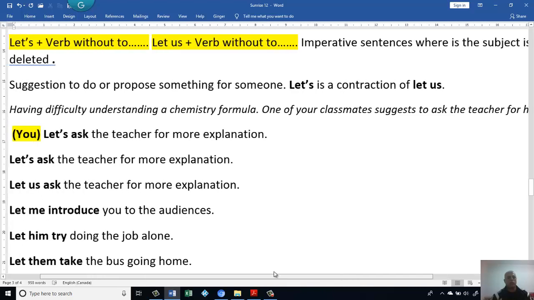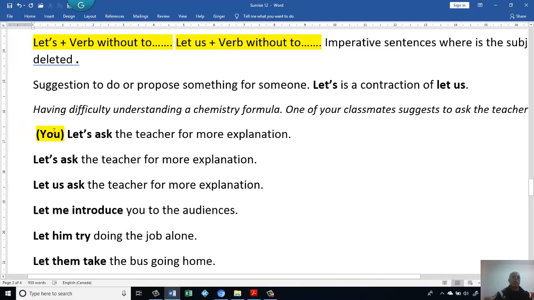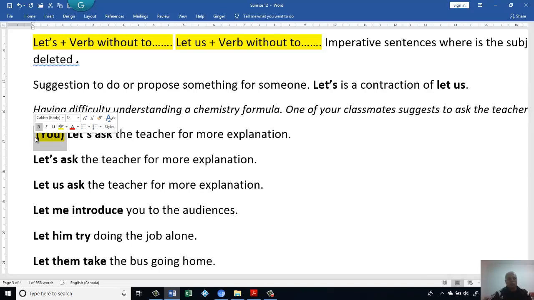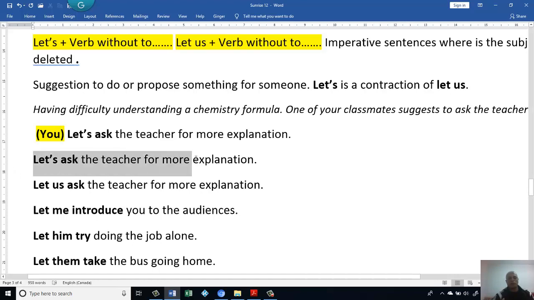Okay, let's see how we make this suggestion. Then we say, let us ask the teacher for more explanation. But the you here, usually we delete or omit. It means understood. We know there is a subject you, but we omit it. It's going to be stronger if we say, let us ask the teacher. But we say, let's ask the teacher for more explanation. Or sometimes we say, let us ask the teacher for more explanation.